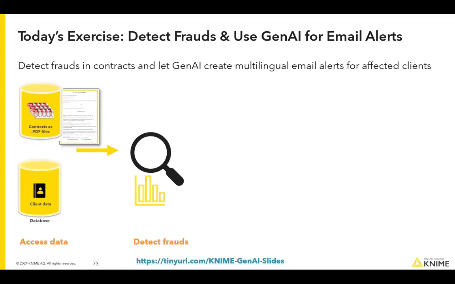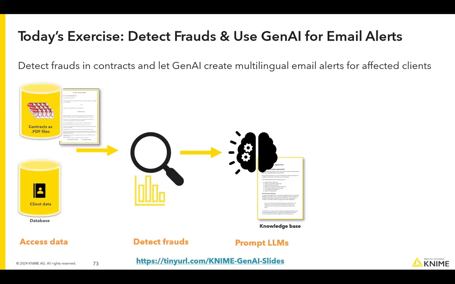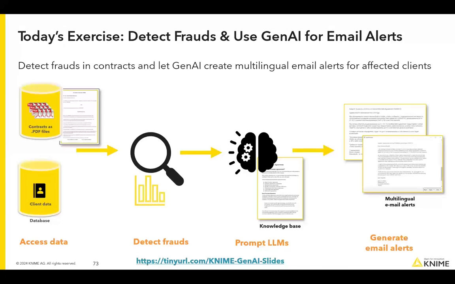Then you guys are going to do some fraud detection with the techniques that Vlada has already explained, and then we're going to prompt our LLMs first in a simple way, just a simple prompt with an LLM. In a second step, we're also going to use vector stores and embedding models, to have a retrieval augmented generation process. And finally, the idea is that we are able to generate text, so email messages, in different languages according to the language of the customers that are at risk of fraud.